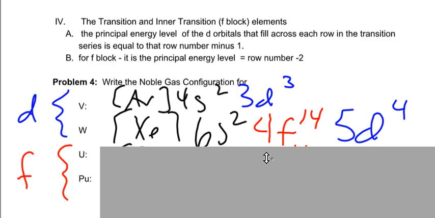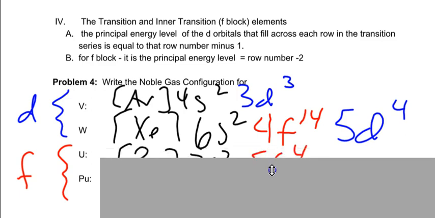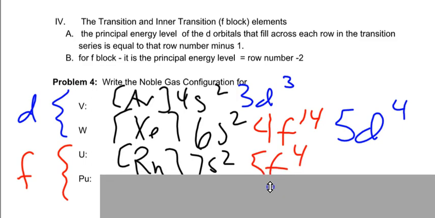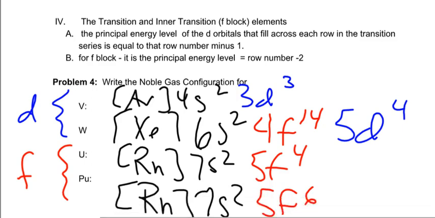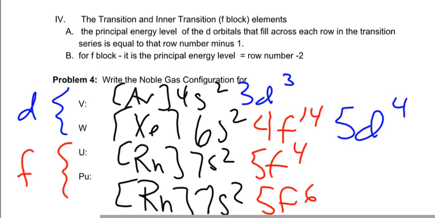Uranium and plutonium are both in the F subshell, so why don't you go ahead and do those guys real quick. Okay, after you paused it, hopefully you're coming back. So we have radon, 7s2, 5f4, and then radon, 7s2, 5f6. So obviously neptunium is in between those two. That concludes section 8.4. Hopefully it wasn't too bad for you, and don't wait to be great.